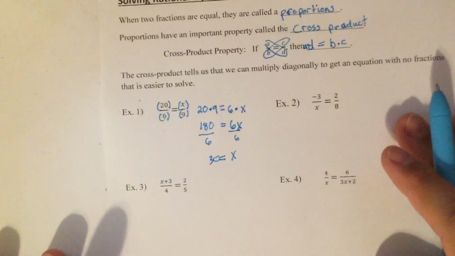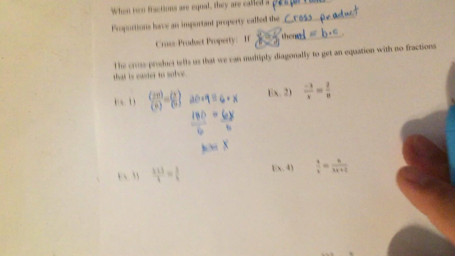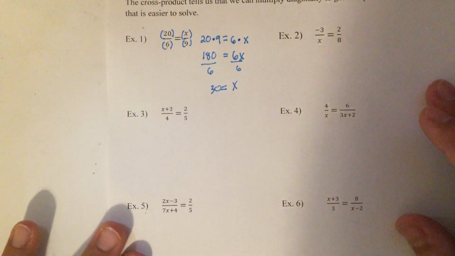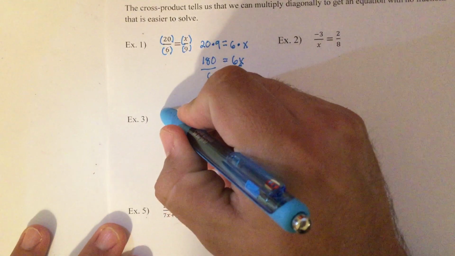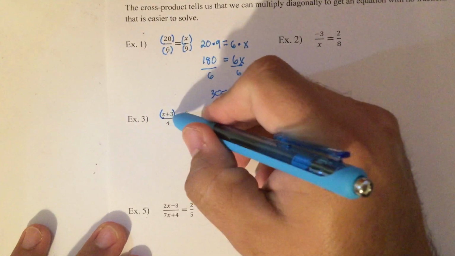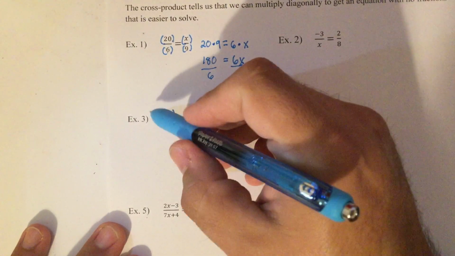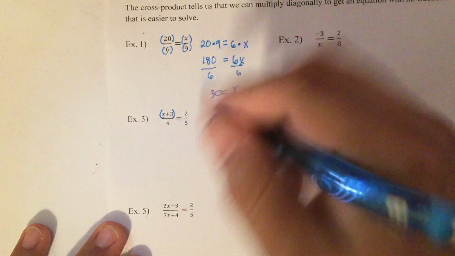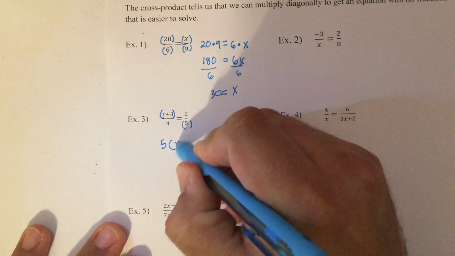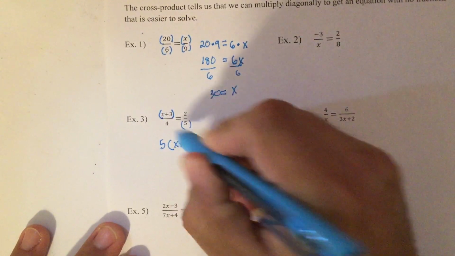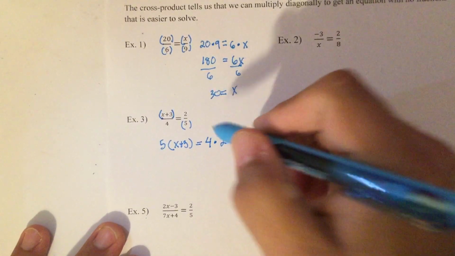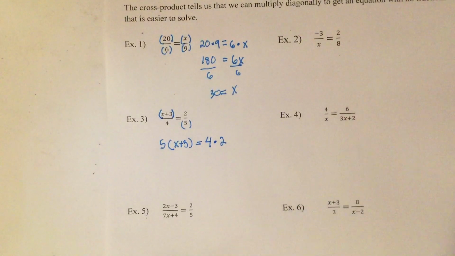All right, so I'm going to go ahead and skip example 2 because example 2 is very similar to example 1. Now I'm going to show you why we put everything in parentheses. Okay, when I put this whole binomial in parentheses, it's because when I multiply this 5 times that binomial, I'm going to have to distribute it. So it's going to be 5 times x plus 3 equals 4 times 2, or 2 times 4, right? Remember multiplication is associative, so you can rearrange it.